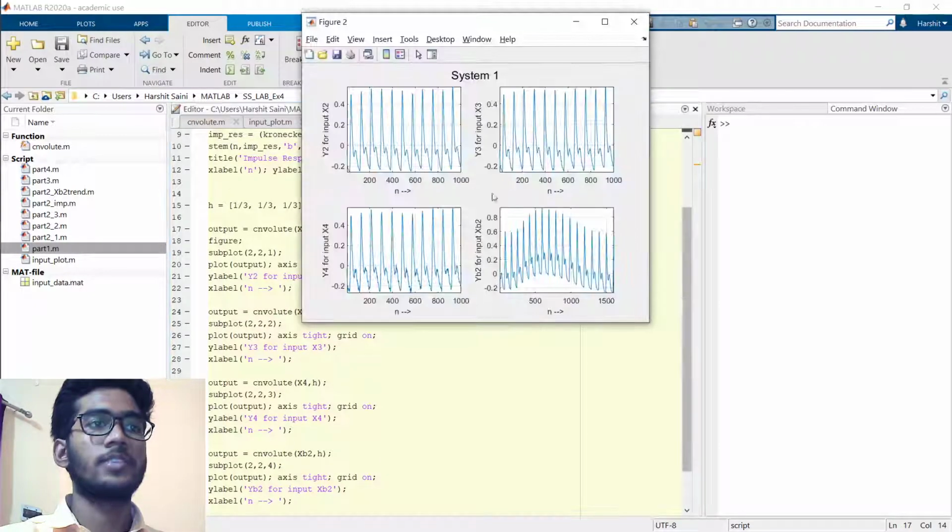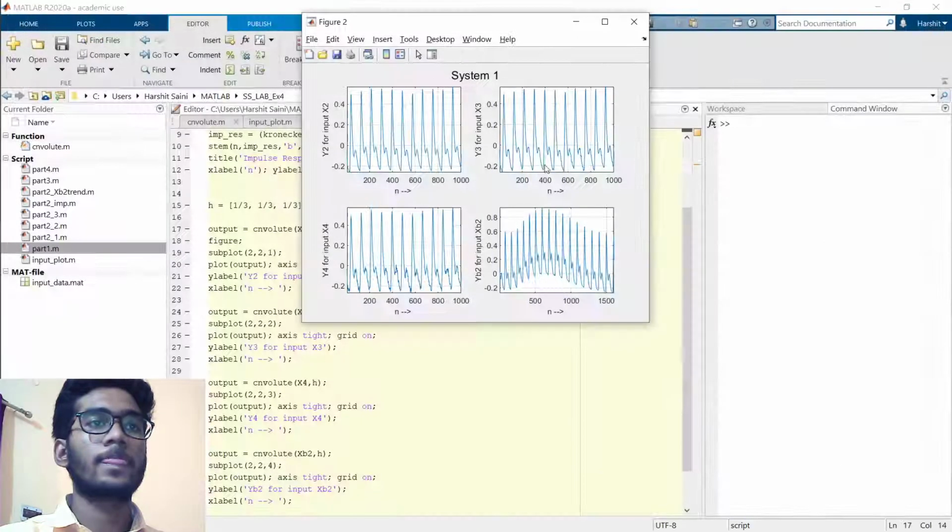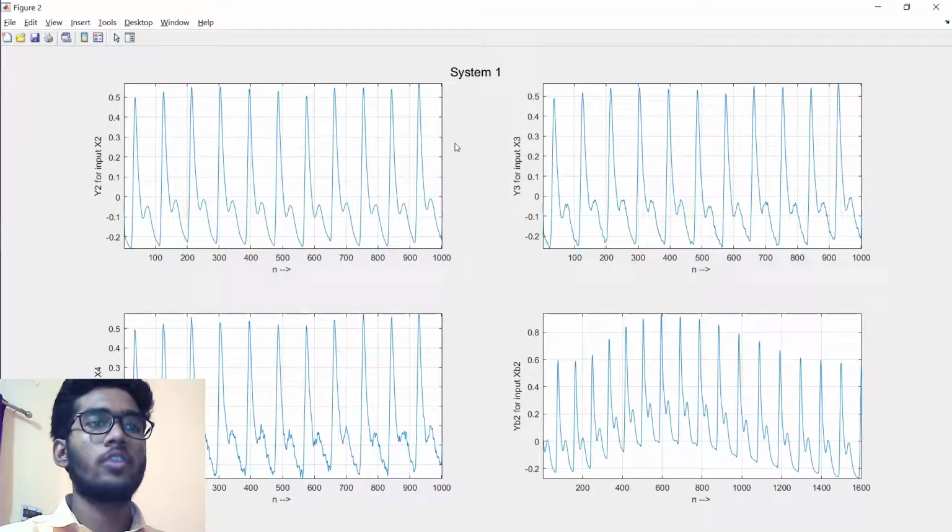So this is our impulse response, which is non-zero for n equals 0, 1, 2 and 0 for all other values, and these are our convolved output signals y2, y3, y4, y5, yb2. Again, the y-axis is the amplitude and the x-axis is the n values.